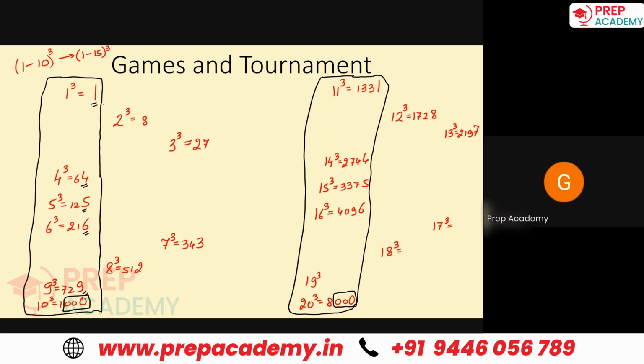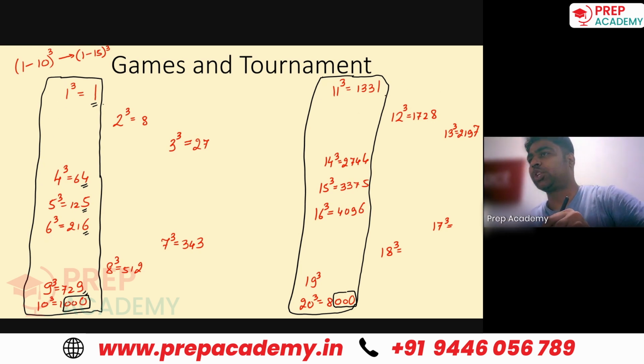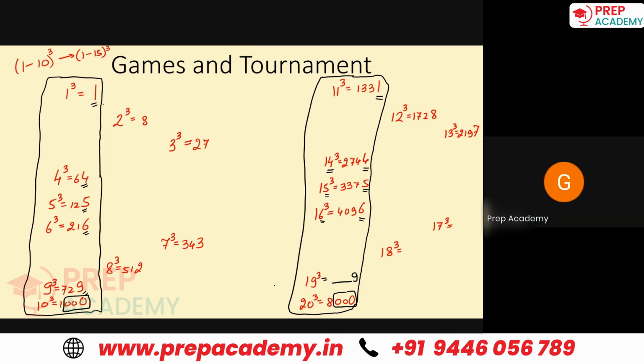Now, could you just repeat the numbers once? Any number ending with a 1, its cube will end with a 1. Any number ending with 4, its cube will end with a 4. Any number ending with 5, its cube will end with a 5. Any number ending with 6, its cube will end with a 6. Any number ending with 9, its cube will end with a 9. And any number ending with 0, its cube will end with 3 zeros. Is it understood now? Yes, sir.